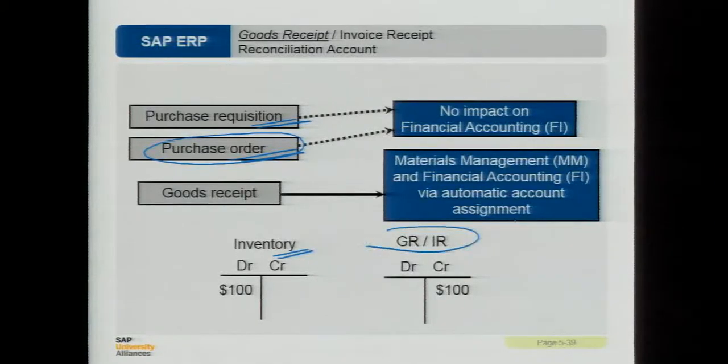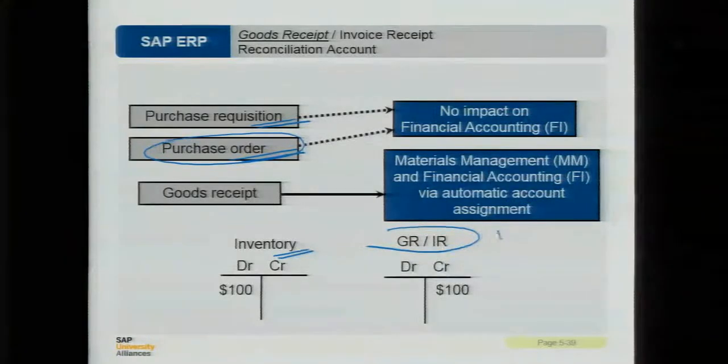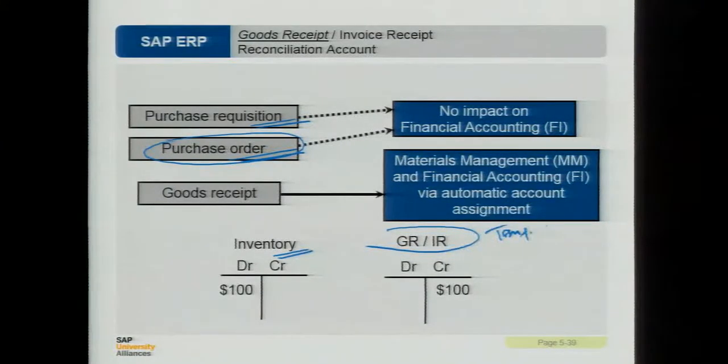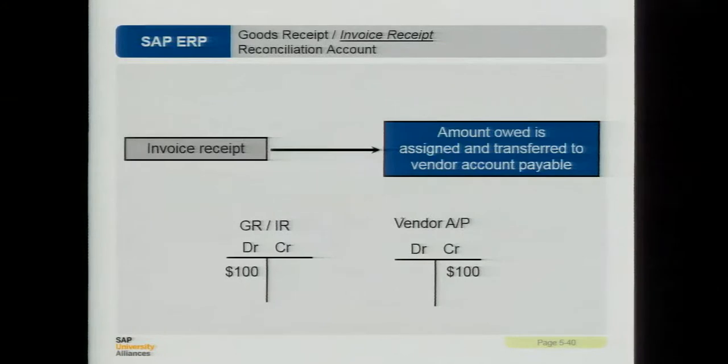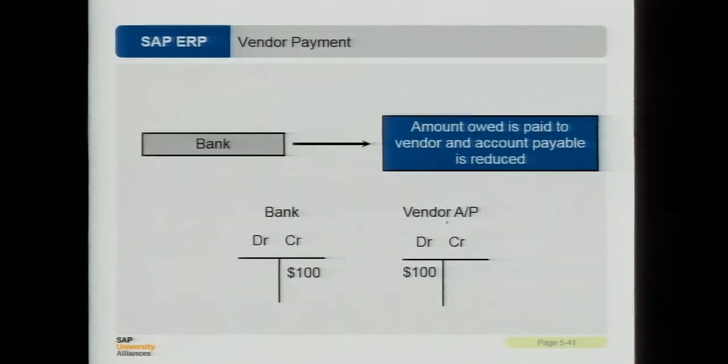So we create a temporary account, which is normally known as a suspense account in accounting. So this is a temporary account, right? Goods receipt, invoice receipt, GRIR account. We park the amount over here. When we receive the invoice, eventually we debit GRIR account, so it actually becomes zero, and we credit the vendor account. And when we actually pay, we debit the vendor account and we credit the bank.